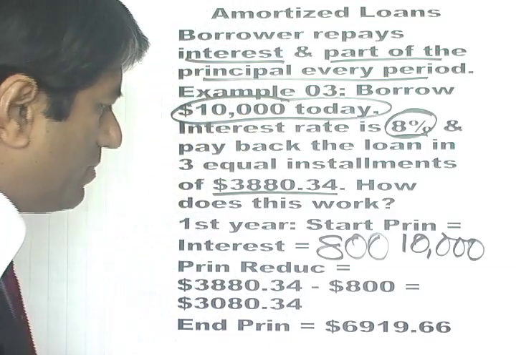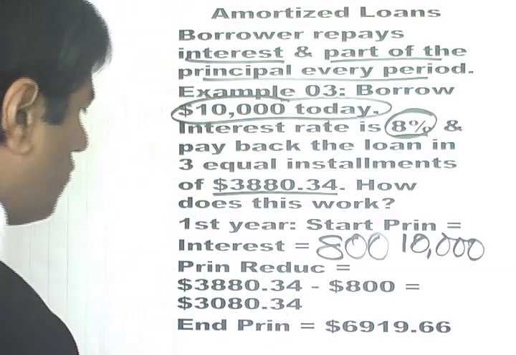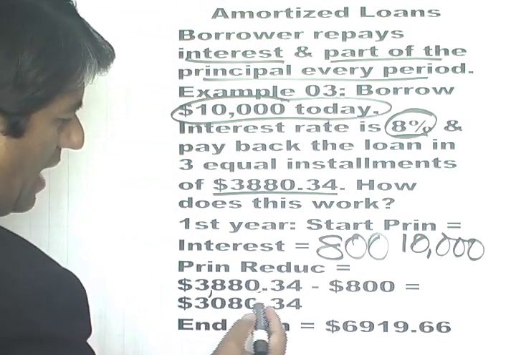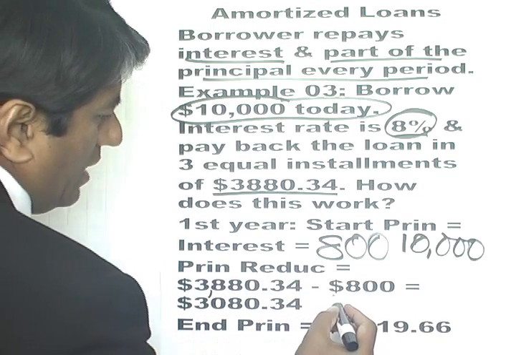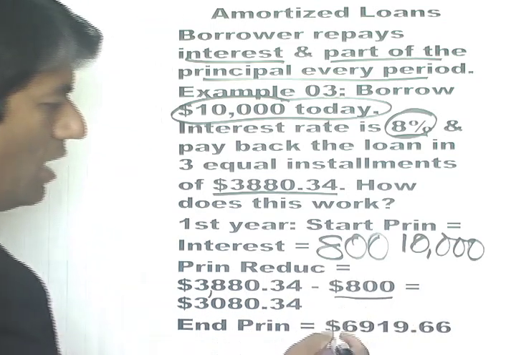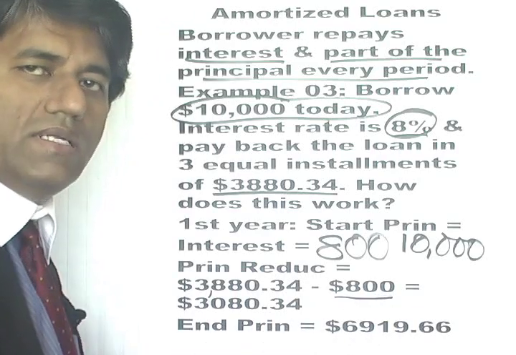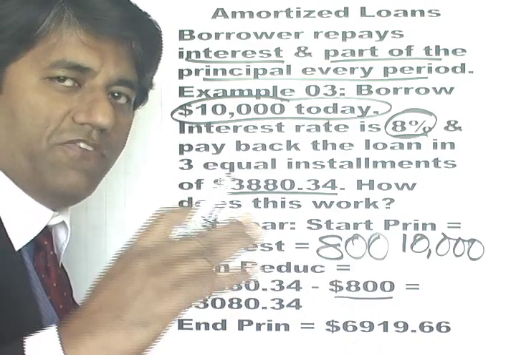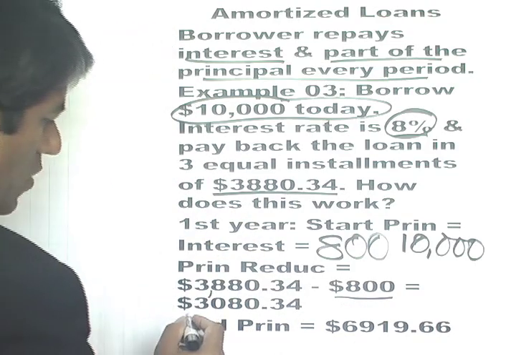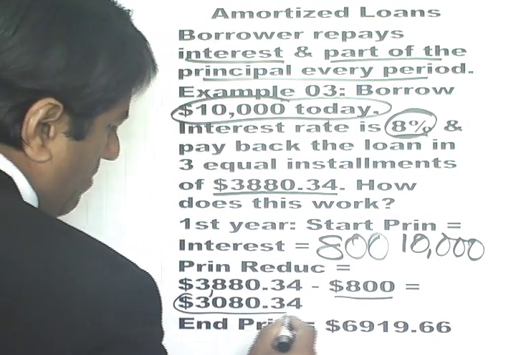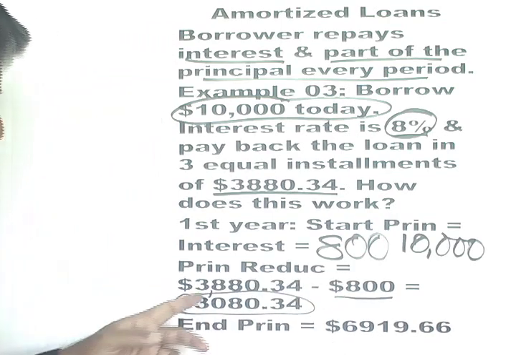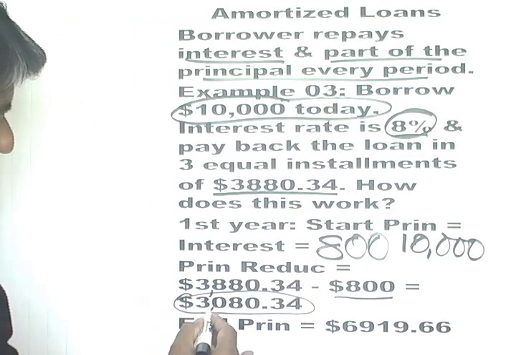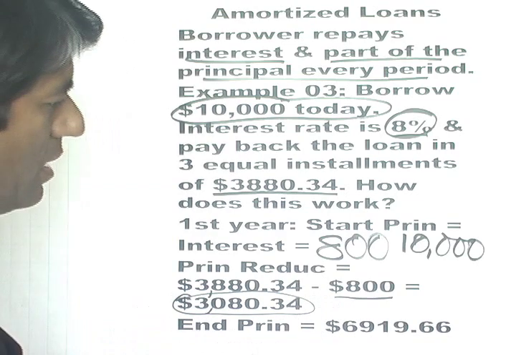What is the amount of principal reduction? How much principal is paid down? Well, that is going to be the amount which the borrower pays, which is 3,880 and 34 cents, minus the interest amount. This 800 does not go towards paying down the principal. It is simply interest for that first year. So the amount of principal repayment would be the total payment minus the interest amount, and that is equal to 3,080 and 34 cents.